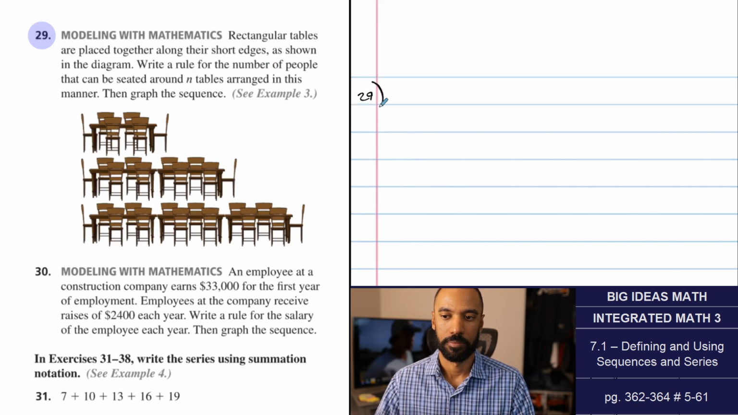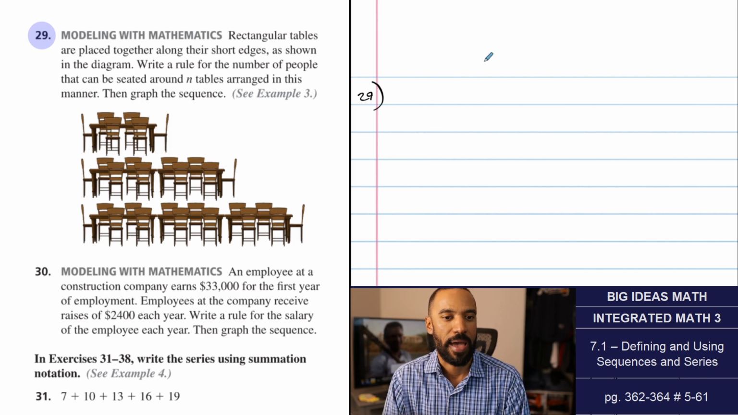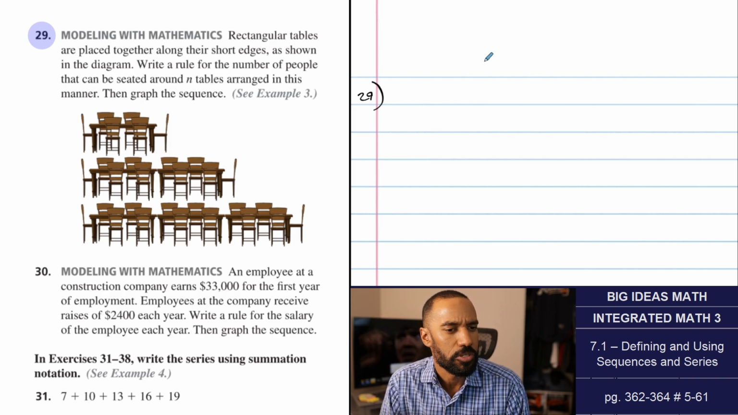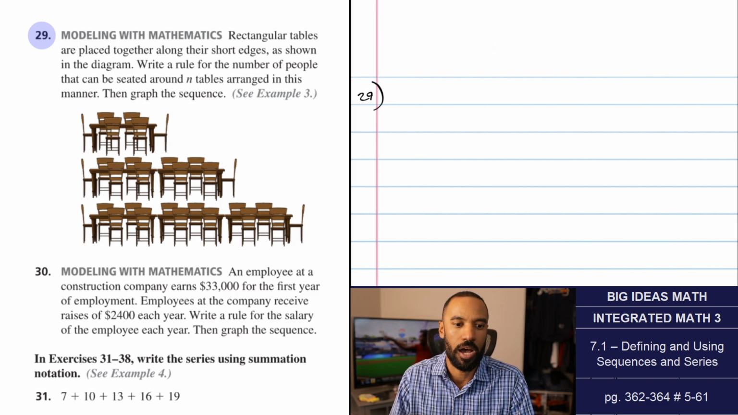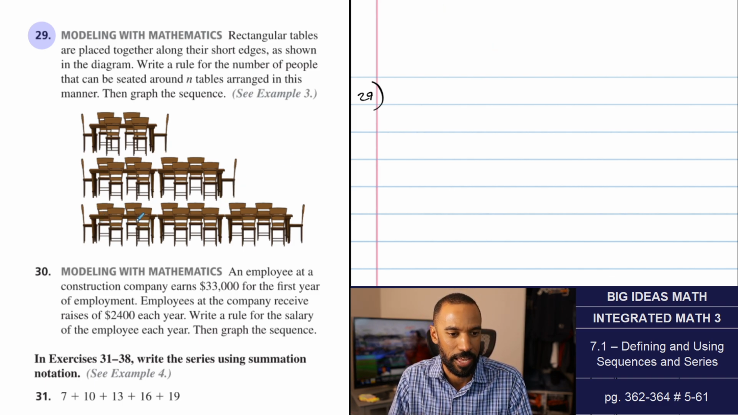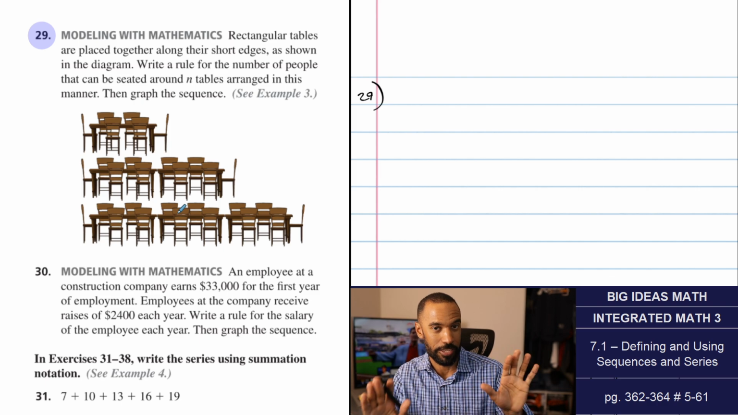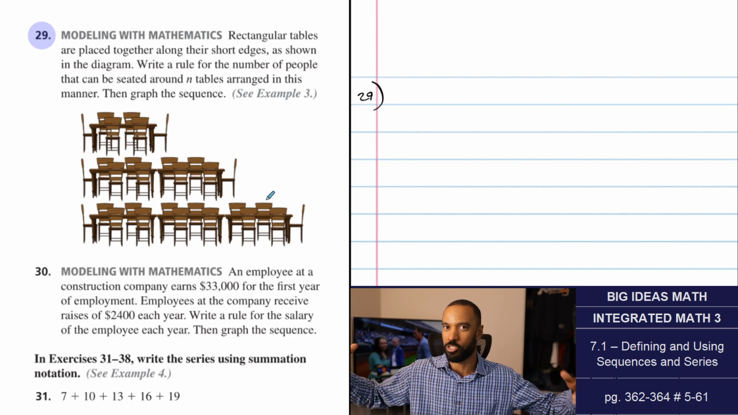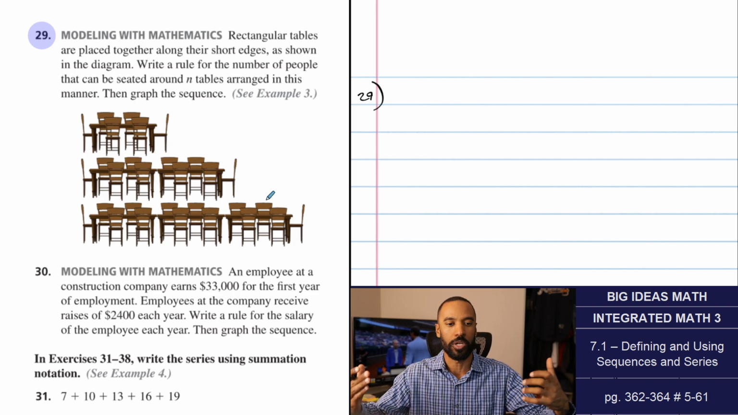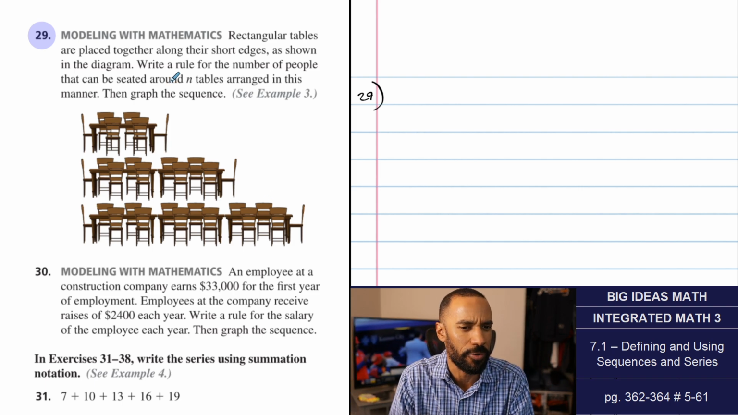Number 29. Modeling with mathematics. Rectangular tables are placed together along their short edges as shown in the diagram. All right, if you see the picture, I was going to say the Last Supper. I don't think there were people facing us on the backs here, but the table gets longer as the ends stay the same, a constant one chair here, and we grow this way. How much, we'll figure it out in a second.